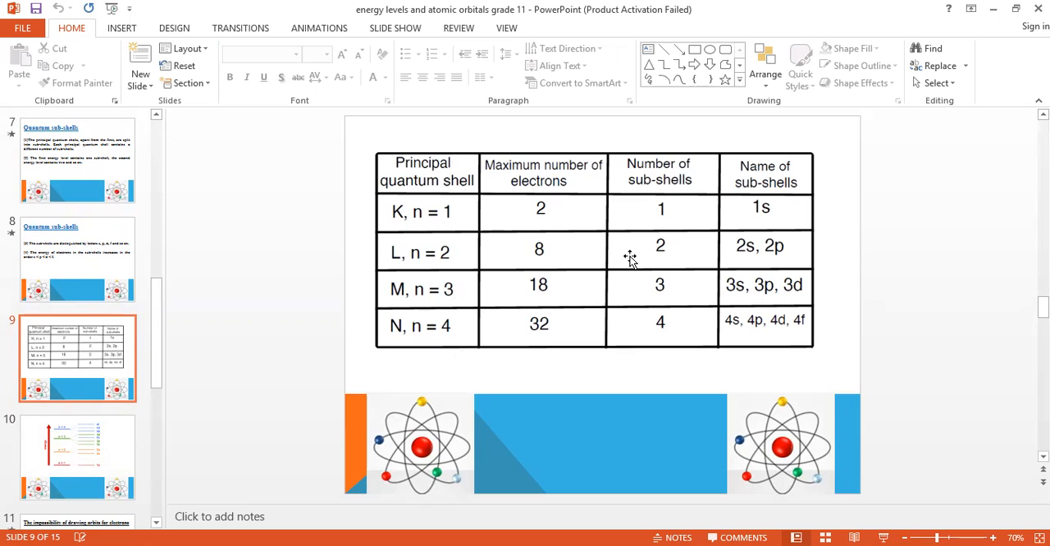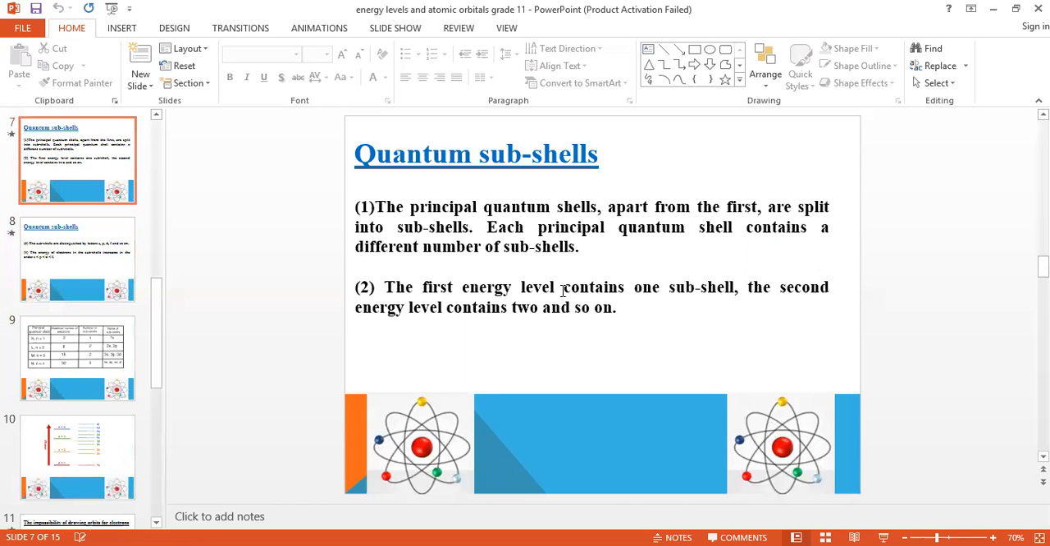Number of subshells. If n1, how many subshells are there? 1. If n2, how many subshells? And for n3, you studied this before and I told you. This number 2. Read it again. This number 2. One. Yes. So now compare this with your tables.